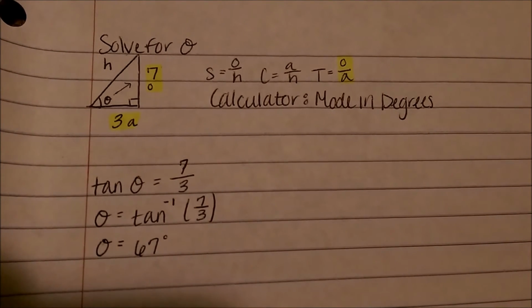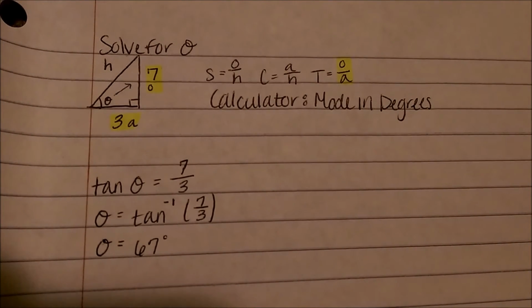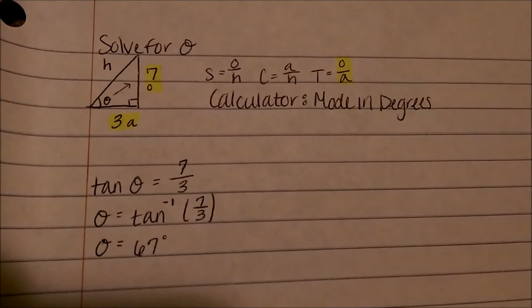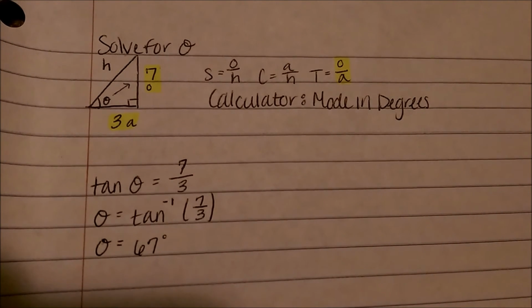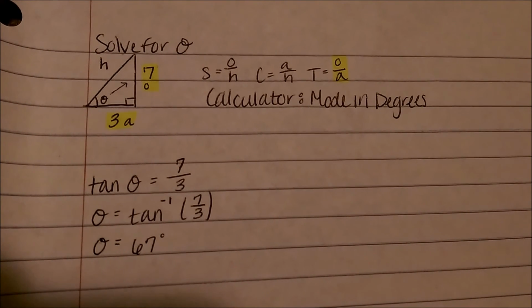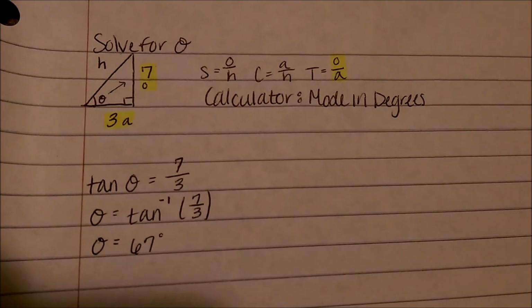Now you look to see what's given, and you see that it's O over A. We'll be using tangent. So tangent of theta is equal to O over A, in this case 7 over 3. Now theta is equal to the arc tangent of 7 over 3. We plug that into the calculator and see that theta is equal to 67 degrees.